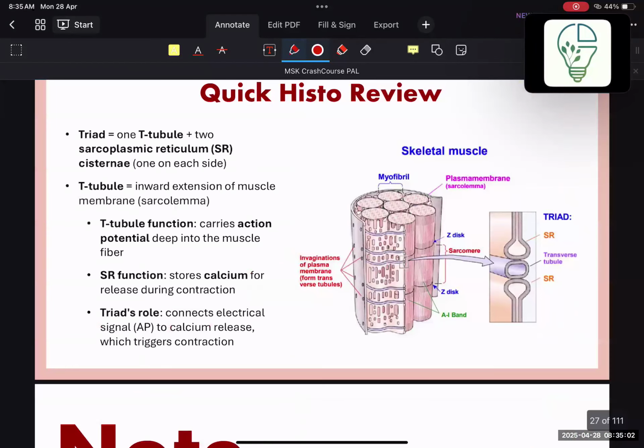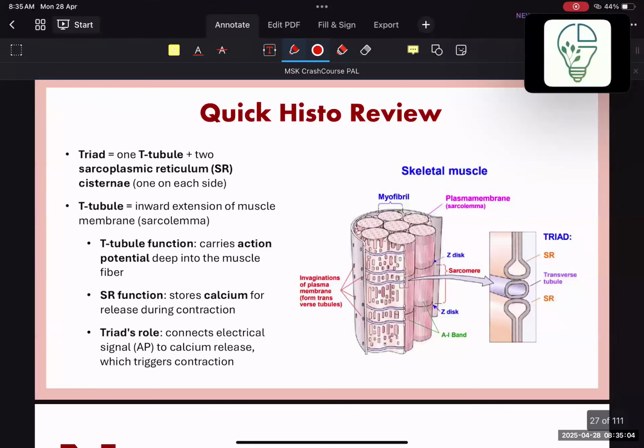And I essentially sum all of that up in this slide. In skeletal muscles, you have something called a triad. What's a triad? It's one T-tubule with two sarcoplasmic reticulums. What's a T-tubule? The T-tubule is just an extension of the sarcolemma. It is the inward extension of the cell membrane. Why does it need to extend into the cell? Because we want the action potential to penetrate into the myofibril so you can reach our filaments.